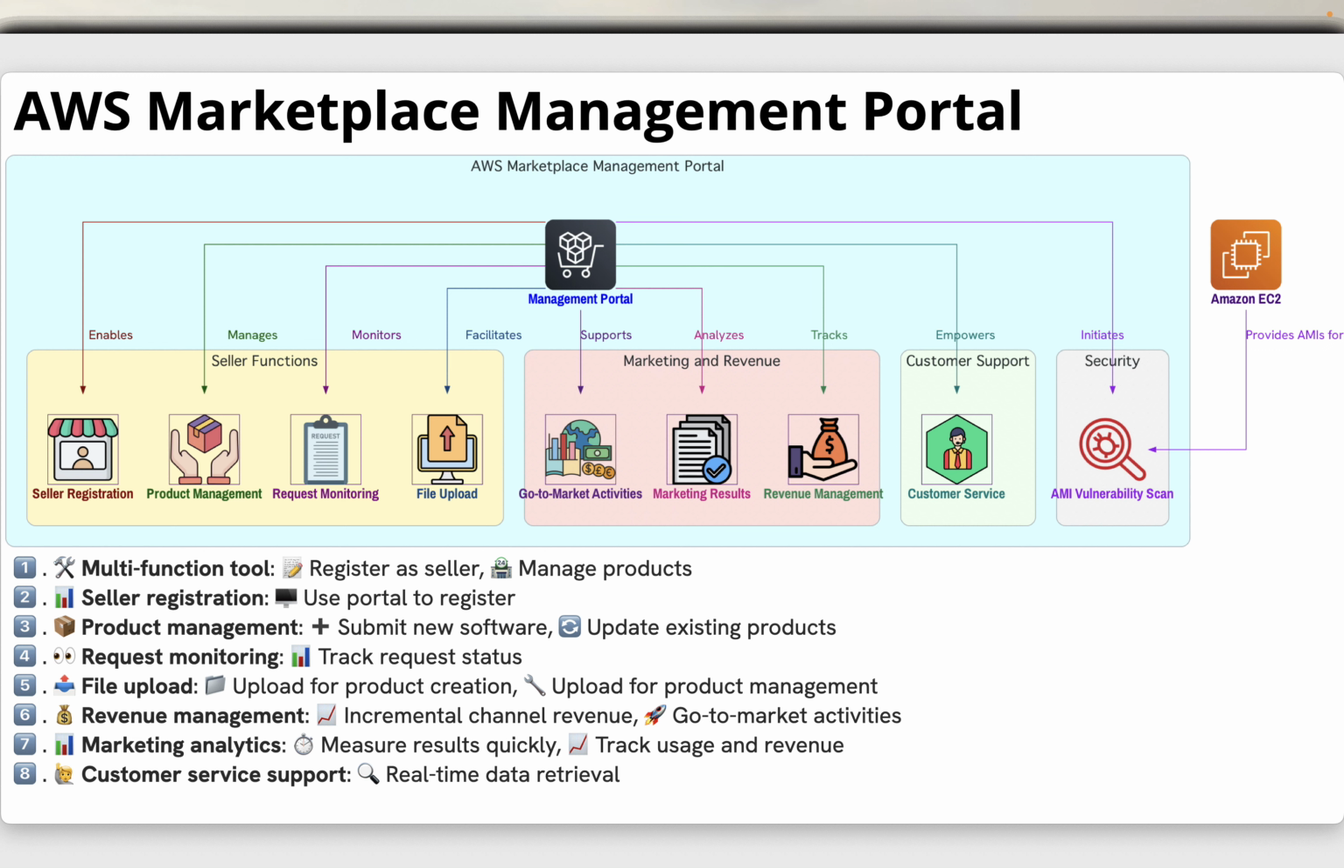Customer service support. You can enable customer service representatives to retrieve customer data in real time. And lastly, AMI vulnerability scanning. So initiate an automatic Amazon machine image AMI scan to detect vulnerabilities in case you are publishing any images as products.